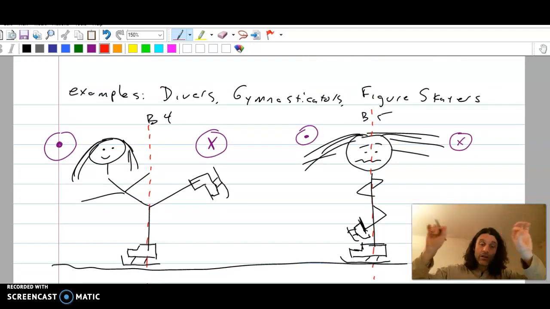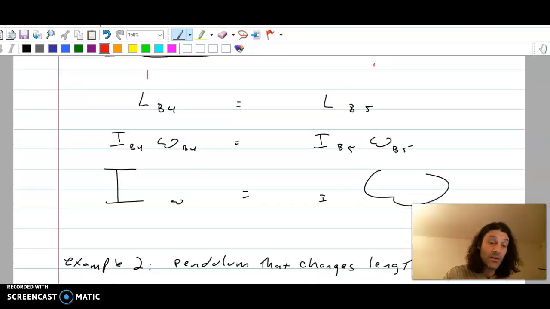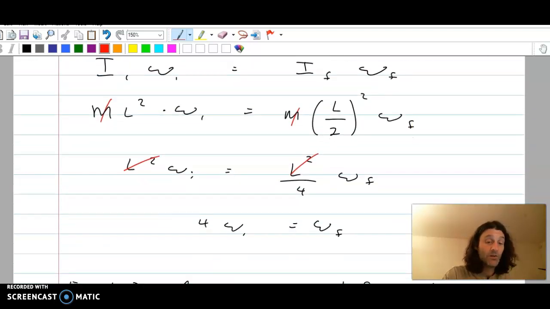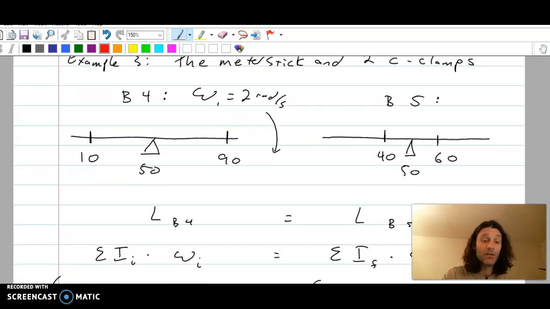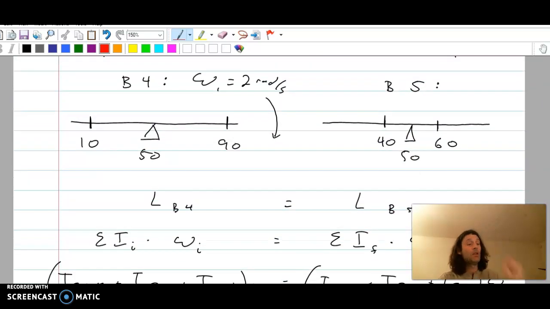That's where the C-clamps are way out at the 10 and the 90. Then when I pull those C-clamps in, the mass gets much closer to the axis of rotation. It's the exact same drawing, just C-clamps on a meter stick instead of a person figure skating. All right, so again, conservation of angular momentum. L before is the same thing as L after.